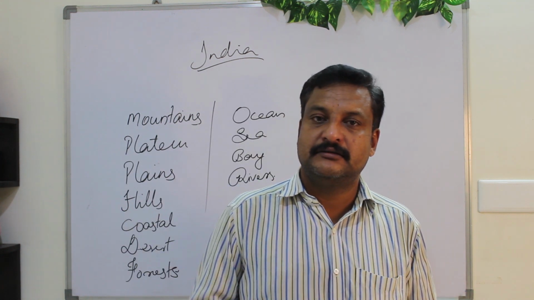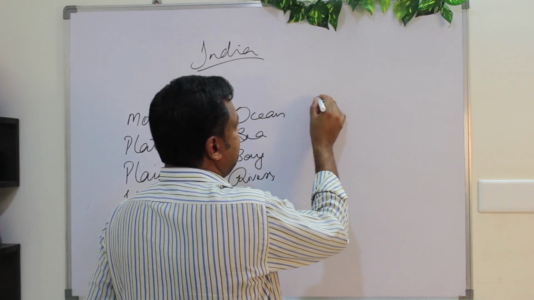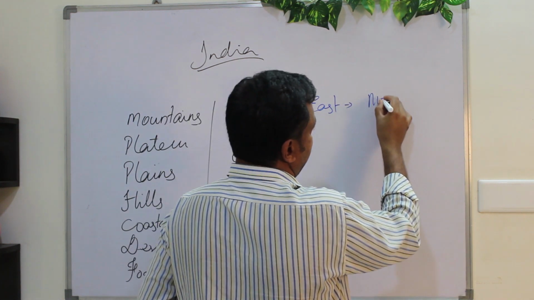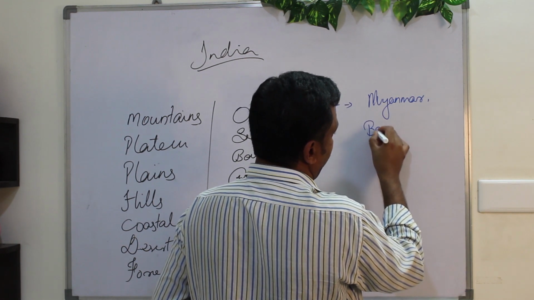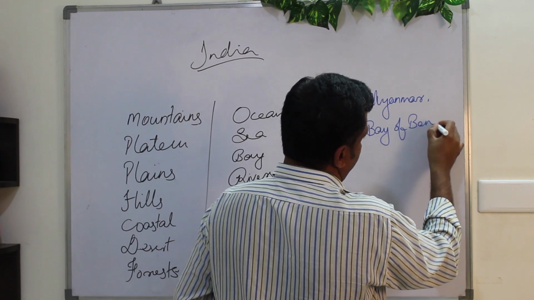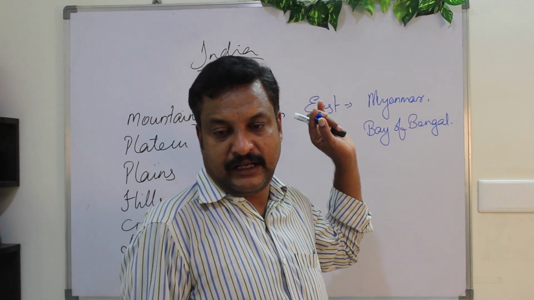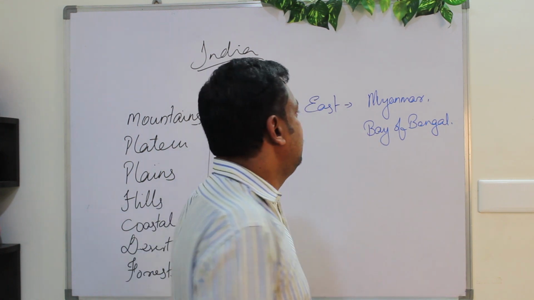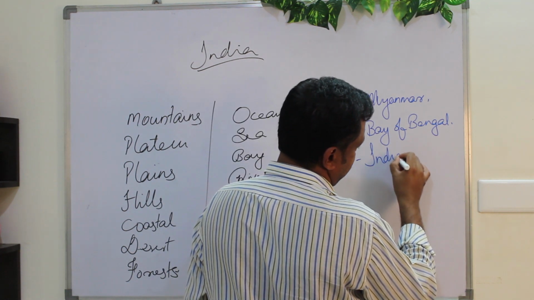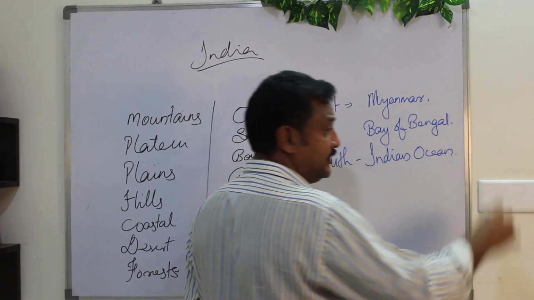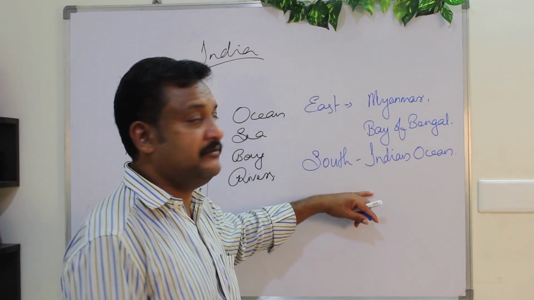Okay, those are the boundaries. Here, in the eastern direction, we have Myanmar and Bay of Bengal. In the eastern part we have the country Myanmar and Bay of Bengal. Right? In the south we have Indian Ocean. So in the east we have Myanmar and the Bay of Bengal. In the south we have Indian Ocean.